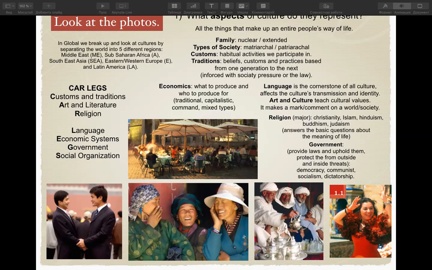So let's look at the photos. I think all these photos represent a lot of aspects of culture. For example, if we look at the photo with figure 1.1, here we can see a woman. I guess she belongs to the region of Latin America. And here we can see that she brightly represents the customs and traditions of this country. I think it is also a part of culture. And it certainly makes a comment on society or on the world, because she wears her traditional red dress, she dances traditional dances, and so on and so forth.